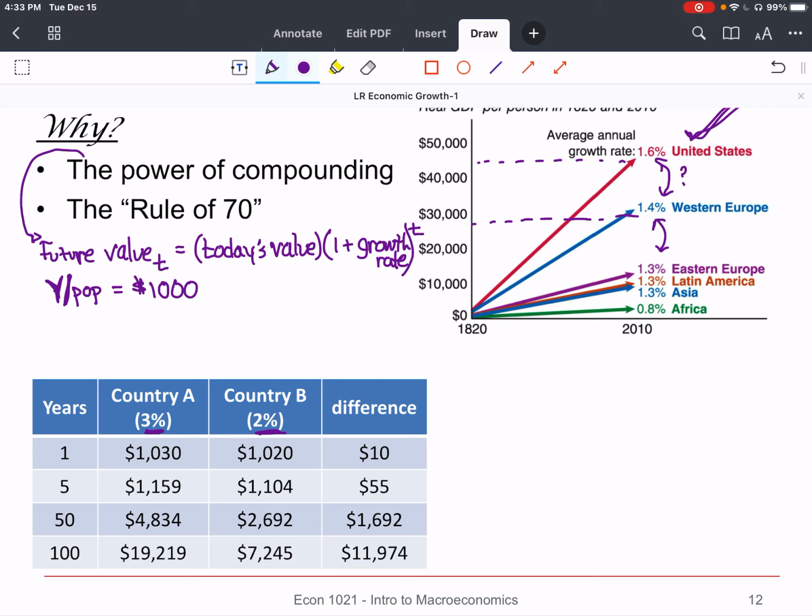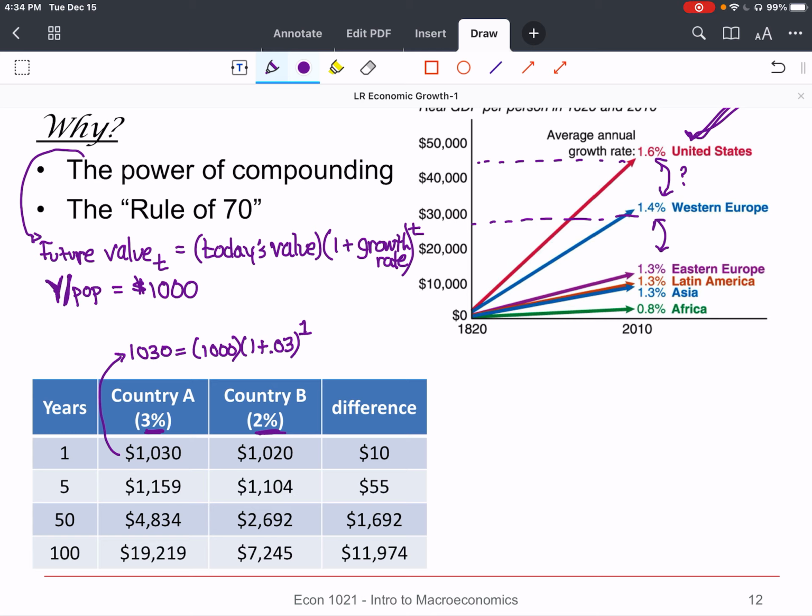So, in particular, if we just apply this rule in 1 year, this would be 1030, equal to 1000 times 1 plus 0.03 raised to the first power. And we do a similar sort of calculation to get the value for country B. The difference, of course, after 1 year is just $10. After 5 years, still doesn't seem like it's very profound. It's only going to be $55 worth of difference.